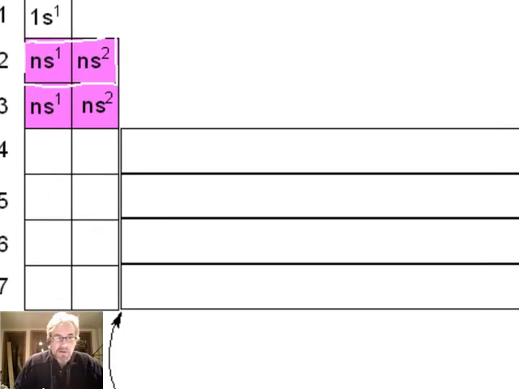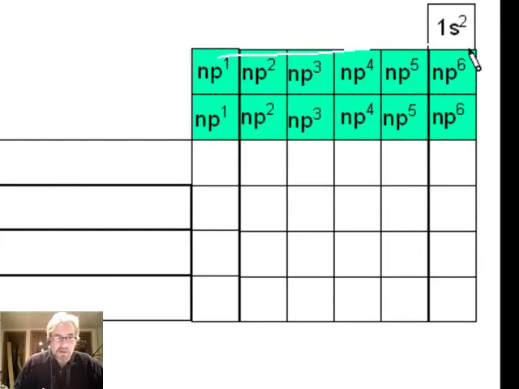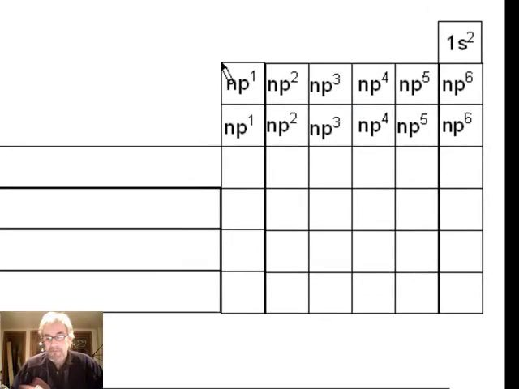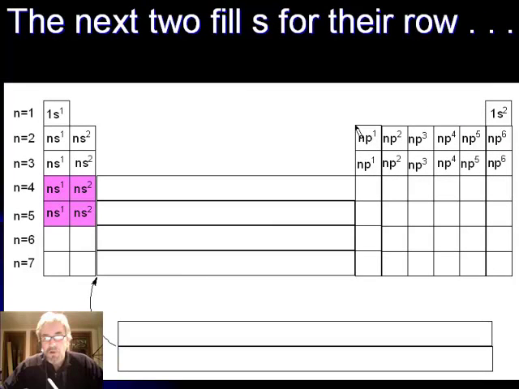The second segment has got 6 spots in it, 6 squares. And a p sublevel can contain up to 6 electrons. The next two rows, the first two columns fill the s subshell for that row, so 4s and 5s.